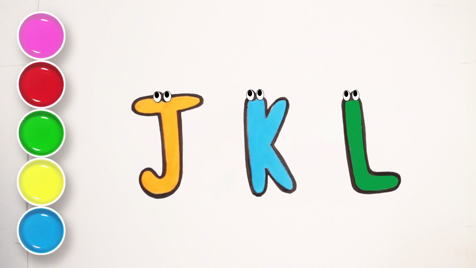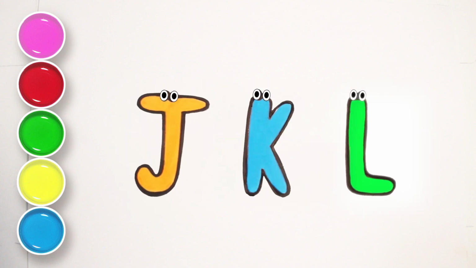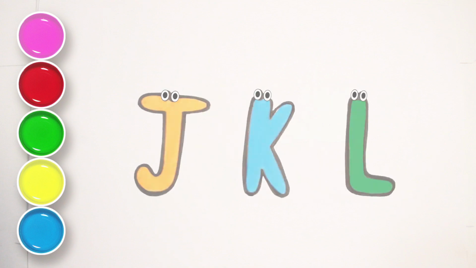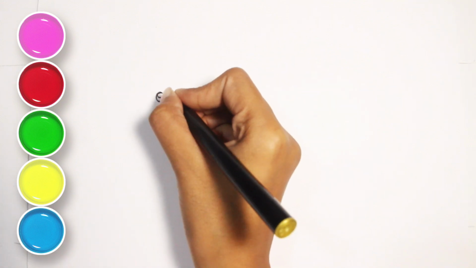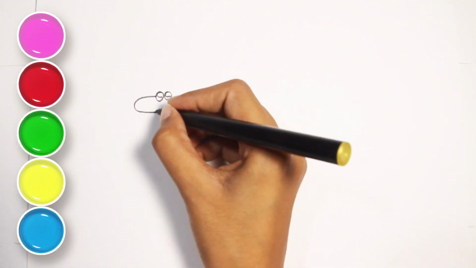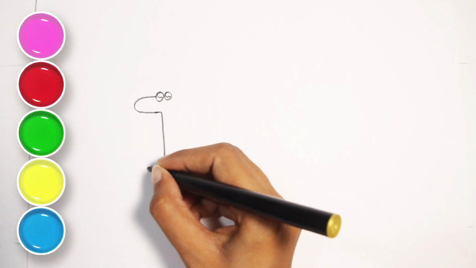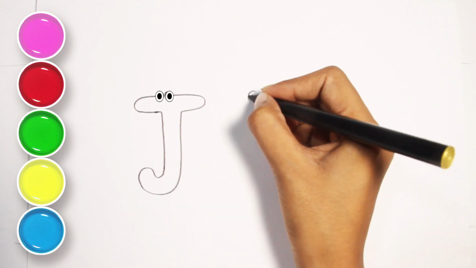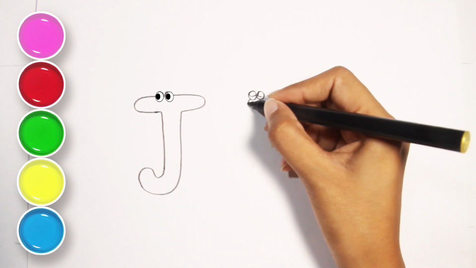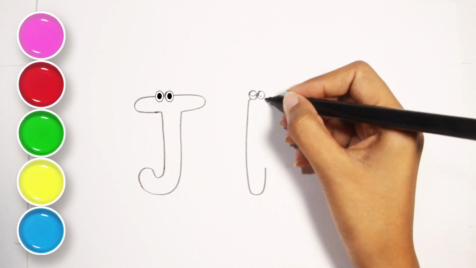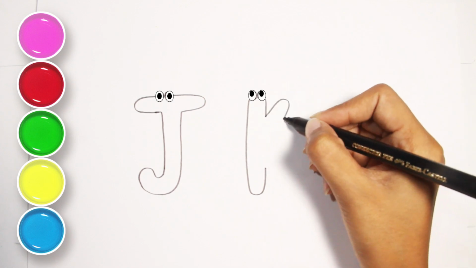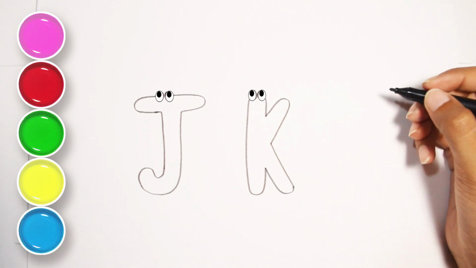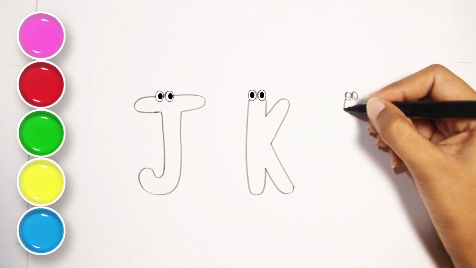Today we are drawing and coloring letters J, K, and L. Let's draw and paint together. First I am drawing the letter J for jellyfish. Now let's draw letter K for kite. Now let's draw letter L for lion.